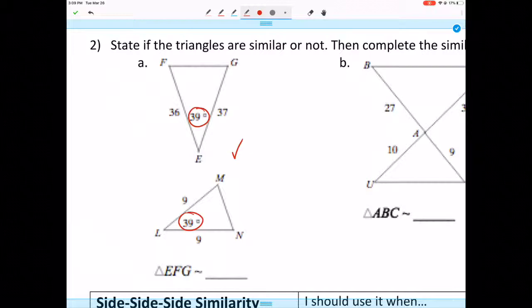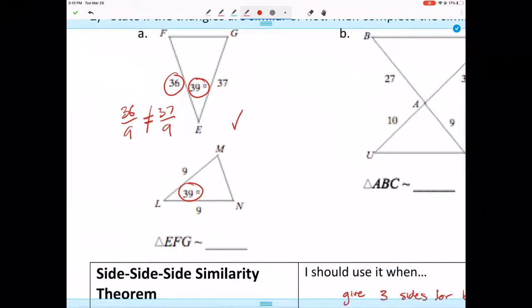And then we also need to find that the corresponding sides are proportional, right? All right. So for example, 36 divided by 9, is that equal to 37 divided by 9? And you'd say, of course not. I mean, they're similar, or they're close, but they are not exactly the same. So by there, we would say that these are not similar.